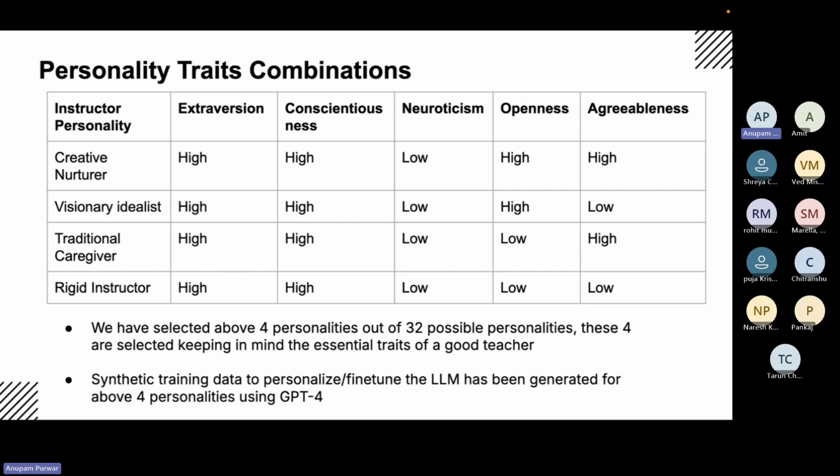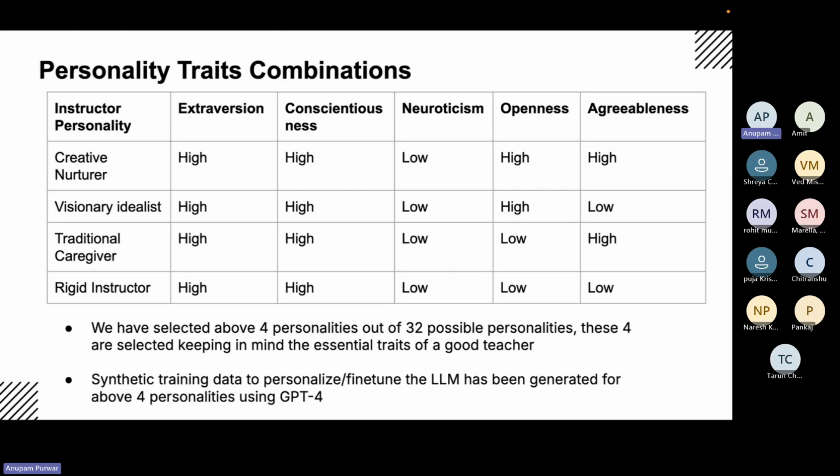Now, what we really found is that these are probably some of the most common instructor personality types. When we talk about these four personality types and project them into the Big Five nomenclature, you will see that the creative nurturer would be high on extraversion, high on conscientiousness, high on openness, and high on agreeableness, and only low on neuroticism.